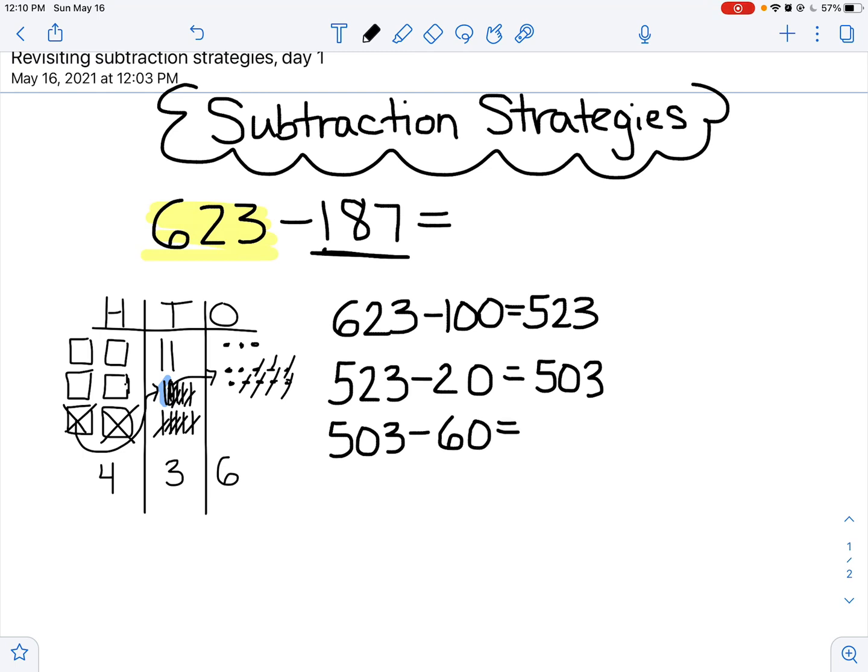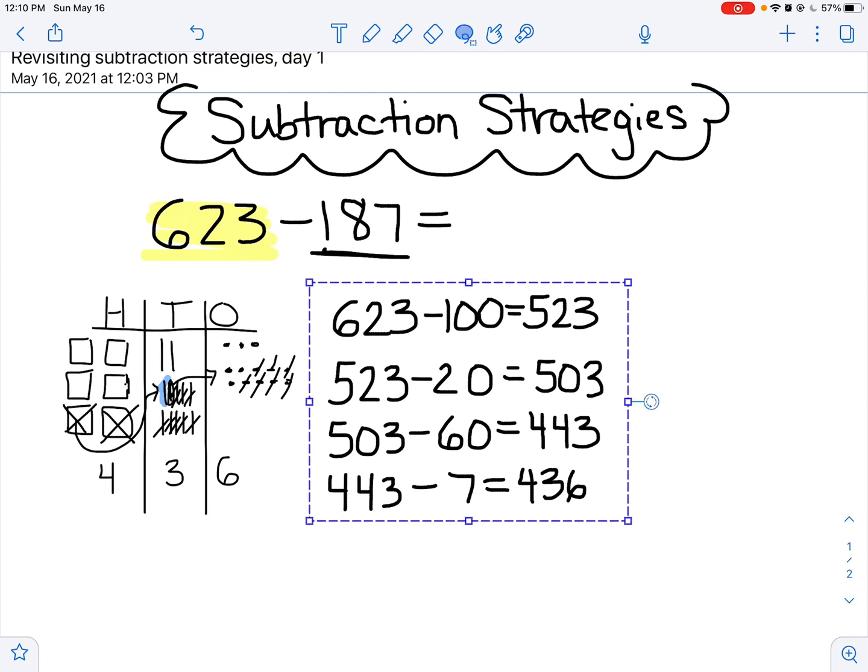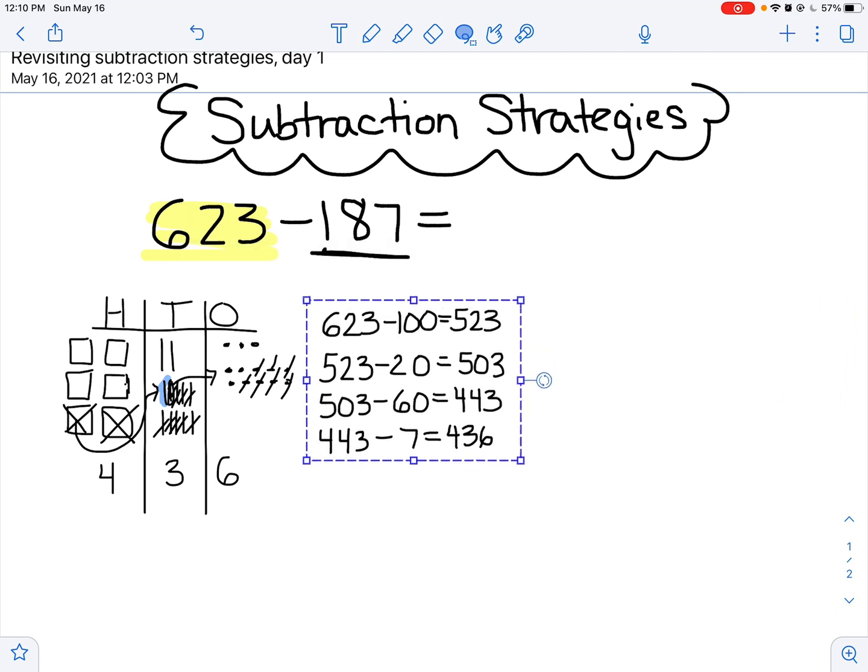So if I take 60 away from that 100, I'm going to have 4 hundreds left, 43. And now I can take away 7, and I feel comfortable just going ahead and doing that. So 43 minus 7 is going to be 36, so I know I would have 436 left. And that is the same answer that I got when I used my place value chart. So that's another strategy that you could use, is equations.